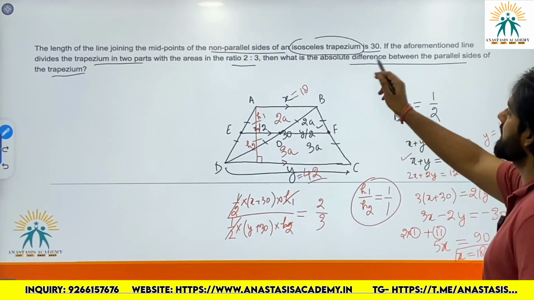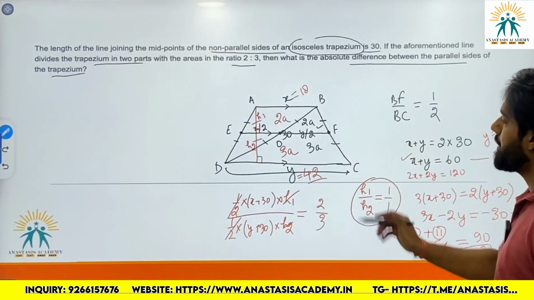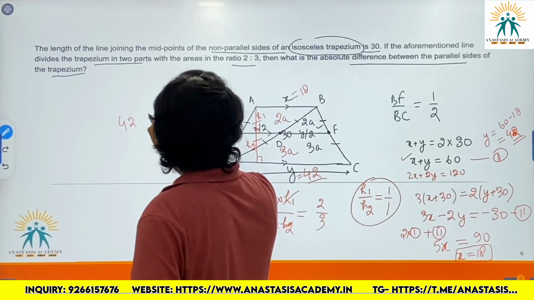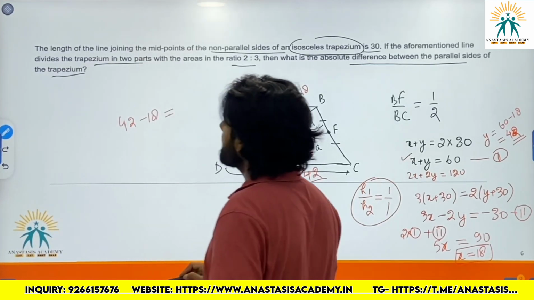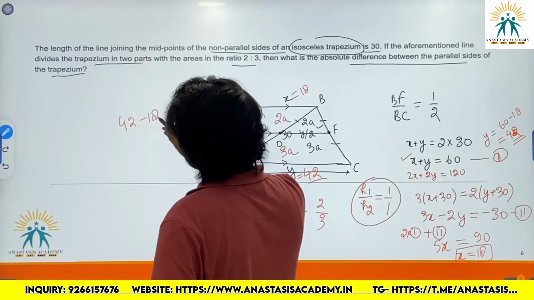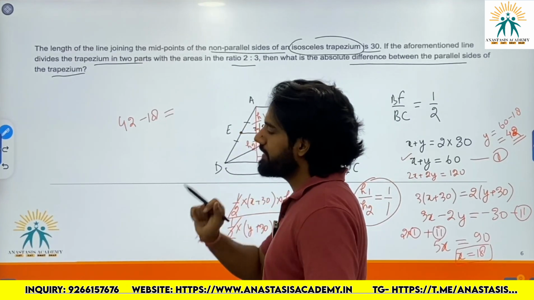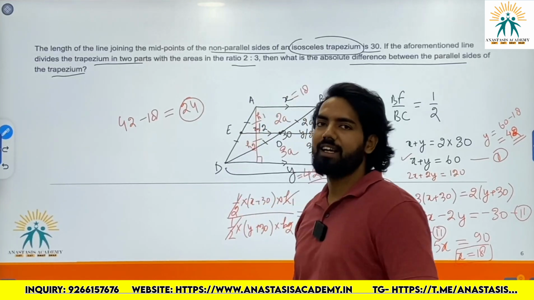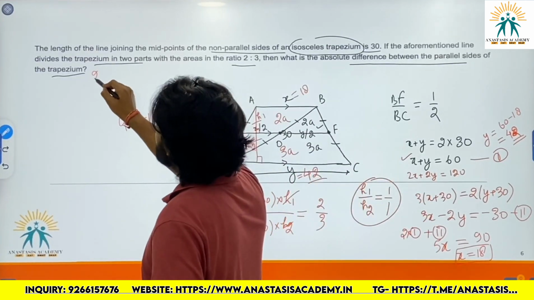Now what is asked? What is the absolute difference between the parallel sides? Absolute difference would be 42 minus 18, and that is equal to 24. So the correct answer to this question is 24.